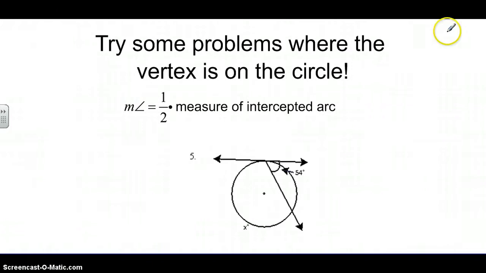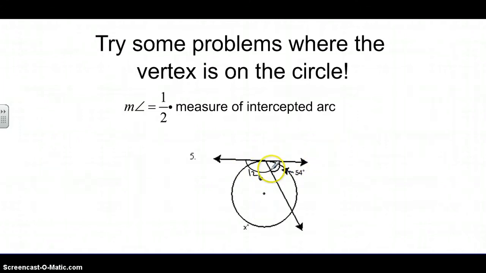Now, let's take a look at this one. This is a little different because you'll notice that this is 54 degrees here, but the arc I'm looking for is not the intercepted arc. In order to find x, we're first going to have to use this angle. And in case you didn't notice, this is problem number 5 from your guided notes. So this angle is supplementary to the 54-degree angle because they form a linear pair. So therefore, the other angle must be 126, because 126 plus 54 is 180.